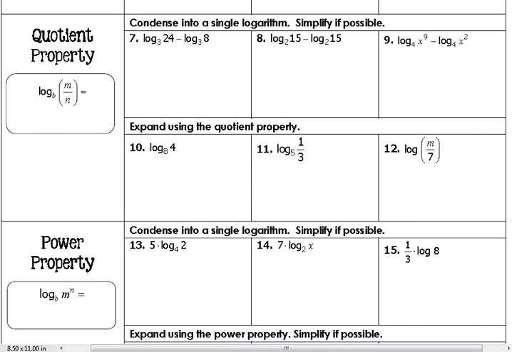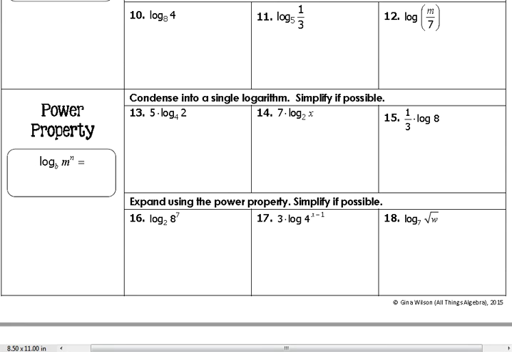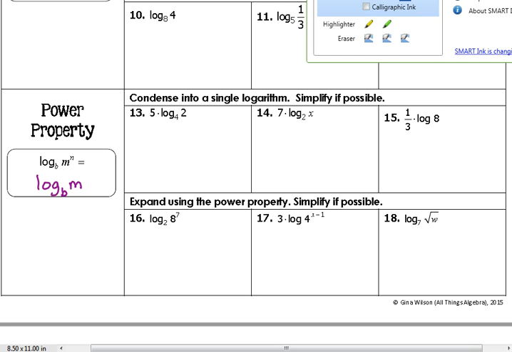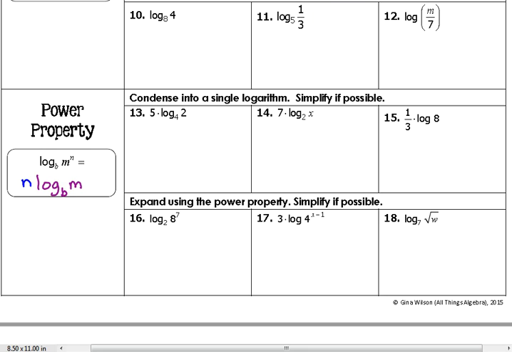Okay, we got one more property here. We got to talk about our power property. So if there is an exponent inside of a logarithm, so for example, we've got log base b of m to the nth, what we can do with that is the exponent comes down as a coefficient in front of the logarithm. So that n comes down in front of the log.